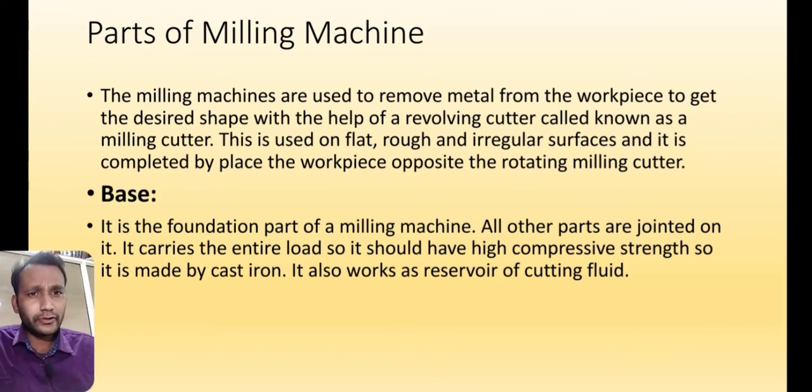Milling machines are used to remove metal from a workpiece to get the desired shape with the help of a revolving cutter. That revolving cutter is known as the milling cutter, as you have seen already in the diagram. This is used on flat, rough, irregular surfaces. It is done by placing the workpiece beneath the rotating milling cutter to perform the machining operation.